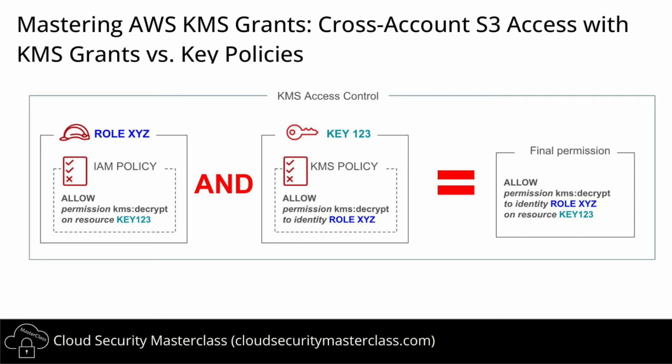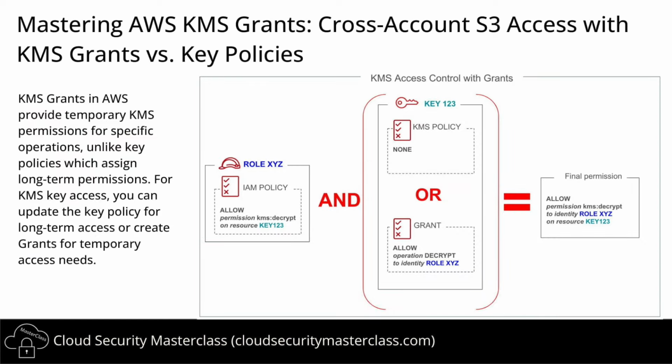Now, when grants are being used, they provide an alternative mechanism for permissions to be granted for the KMS key. And that is without any need for updating the KMS key policy. So the equation now changes to you need to provide permissions in the IAM policy as well as either in the KMS key policy, or you need to have a grant created. So the total permission provided by key 123 in this example now includes the sum of permissions from both the KMS key policy and KMS grants. If these permissions are also allowed in the IAM policy attached to role XYZ, the operations will be permitted.